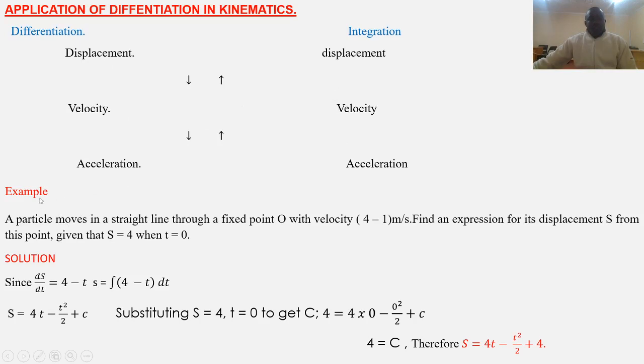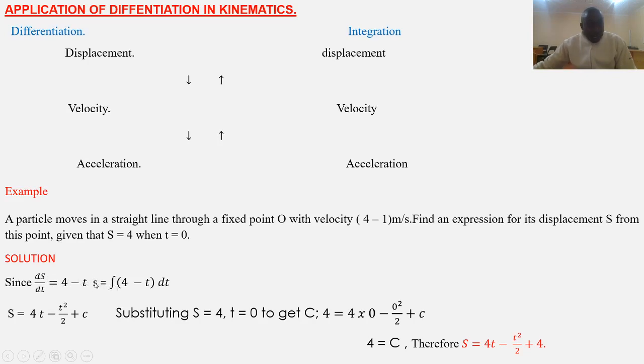From there, you can do an example like this: a particle moves in a straight line through a fixed point O with velocity 4 minus t meters per second. Find an expression for its displacement s from this point, given that s equals 4 when t equals 0. First of all, we know velocity is ds over dt equals this. So for you to find s, you integrate the velocity.